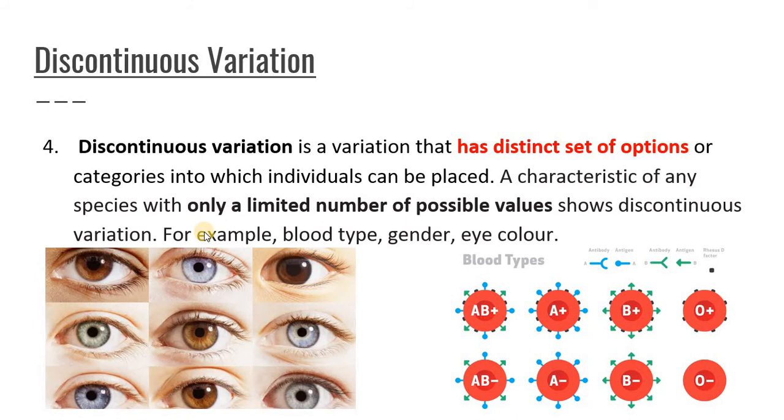So a few examples of discontinuous variation would be blood type, your gender, your eye color, or sometimes you could say your ability to roll your tongue or not being able to roll your tongue. So what do we see in discontinuous variation? Let's take, for example, gender. Gender only has a distinct set of options, which is two options only. Either you're a male or a female. It cannot be something that goes in between.